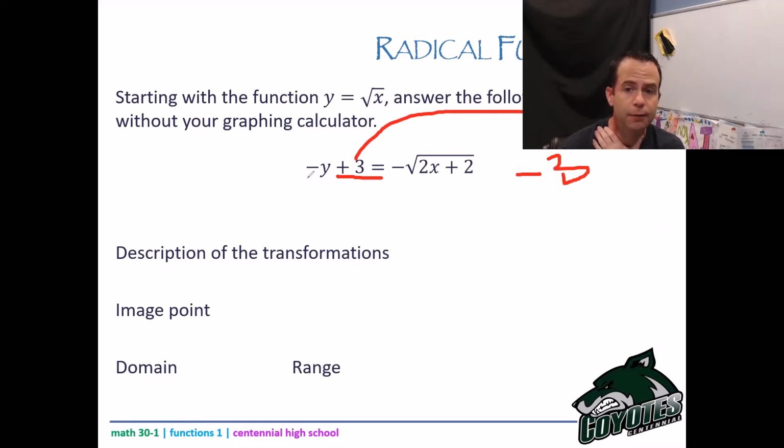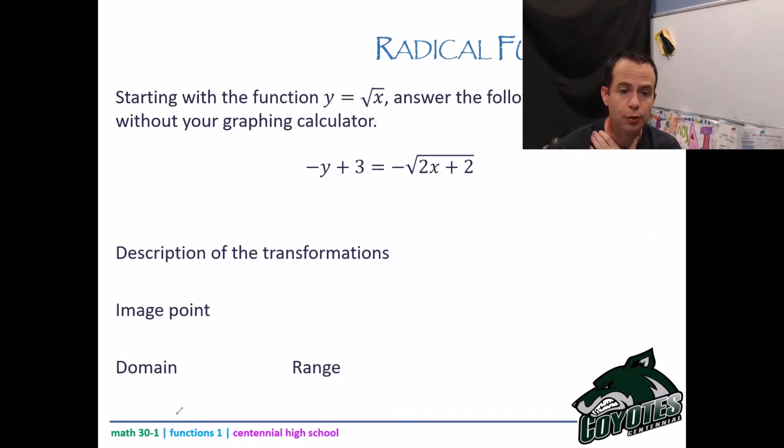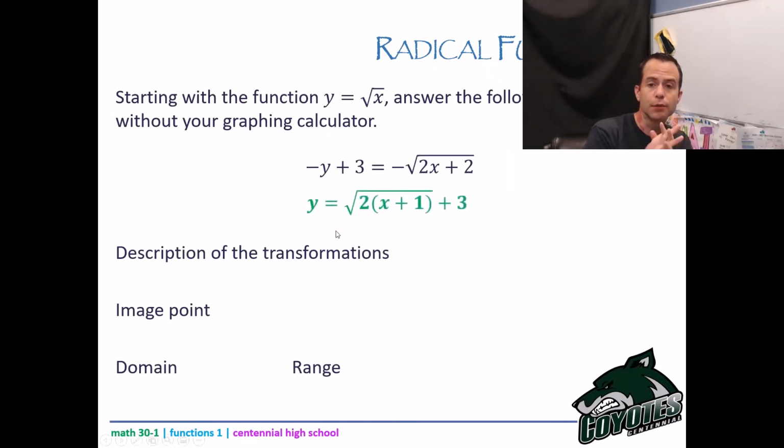Now, you've got to be careful with that. If you divide by negative 1, every term has to get divided. So this all together is 1 term, but so is this. Lots of kids forget this one because it's sitting over there on the other side. Every term has to get multiplied by negative 1. So your final simplified form of this will be y equals the root of 2 bracket x plus 1, plus 3. Now we're ready to actually read the transformations.